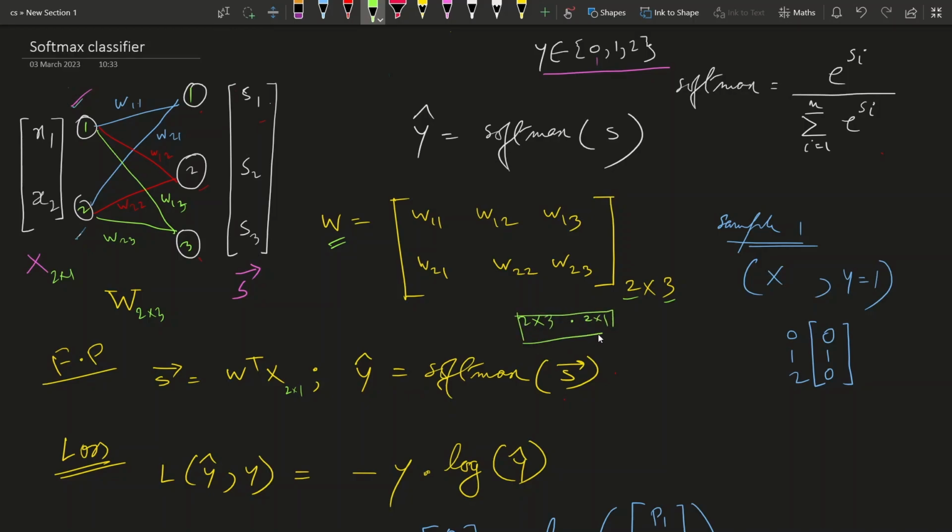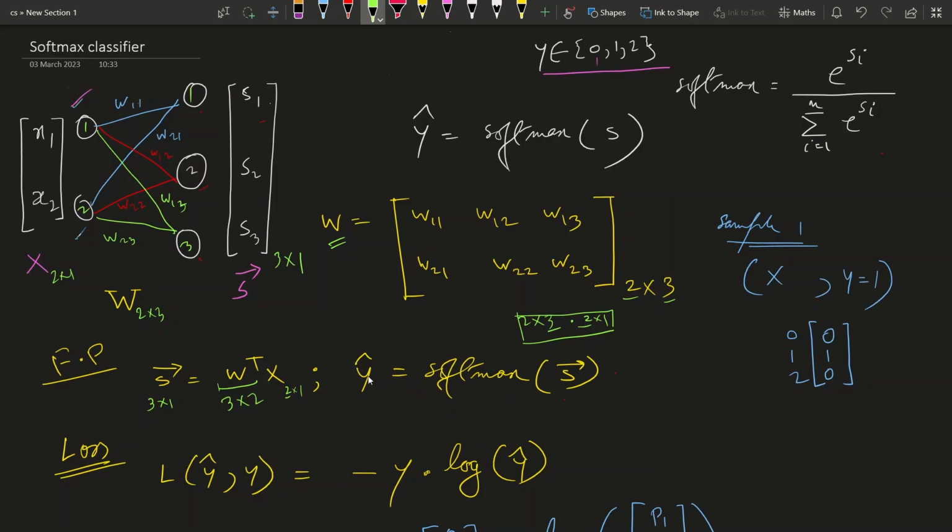Will this be valid? No, because these 2 dimensions are not matching. So you take the transpose of it, and the transpose has a dimension of 3 by 2. Now the number of rows of X is equal to the number of columns of the weight matrix, so you can multiply them, and the resulting vector will have 3 by 1 dimension, which matches the 3 by 1 dimension of the score vector. Now after that, since we are doing softmax classification, we will pass this vector to the softmax function.